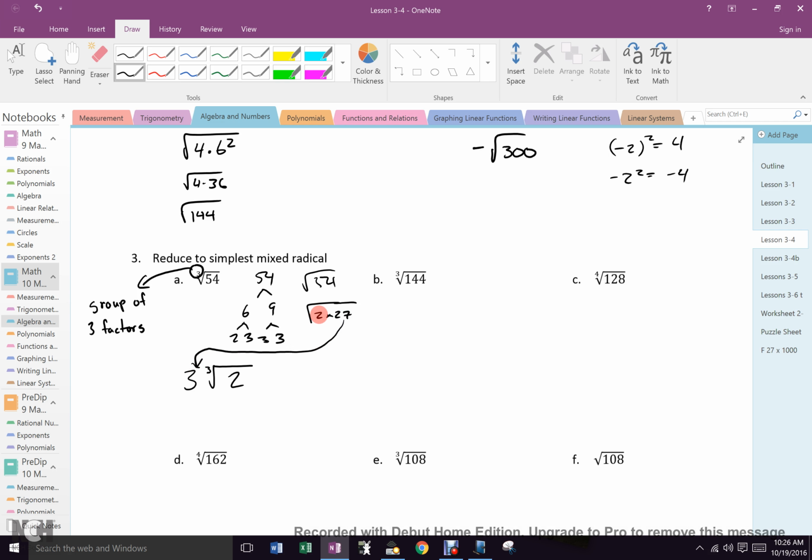Everybody cool? All right. 144. If you know your cubes, you can use the shortcut. If you don't know your cubes, you got to factor tree it. What are you going to do? And then do it. Make your decision. Do it. I'll wait a moment.